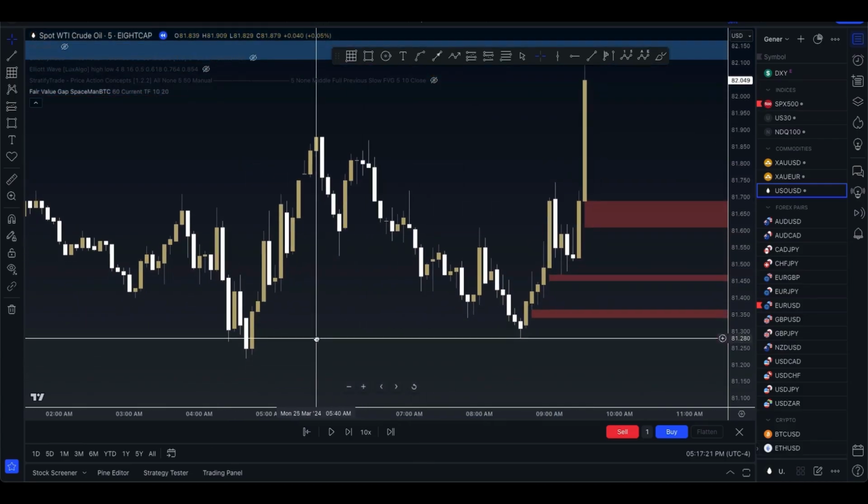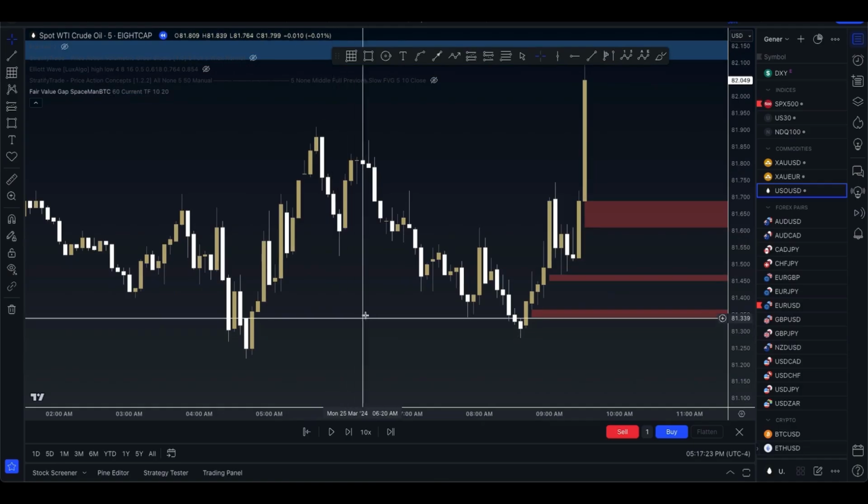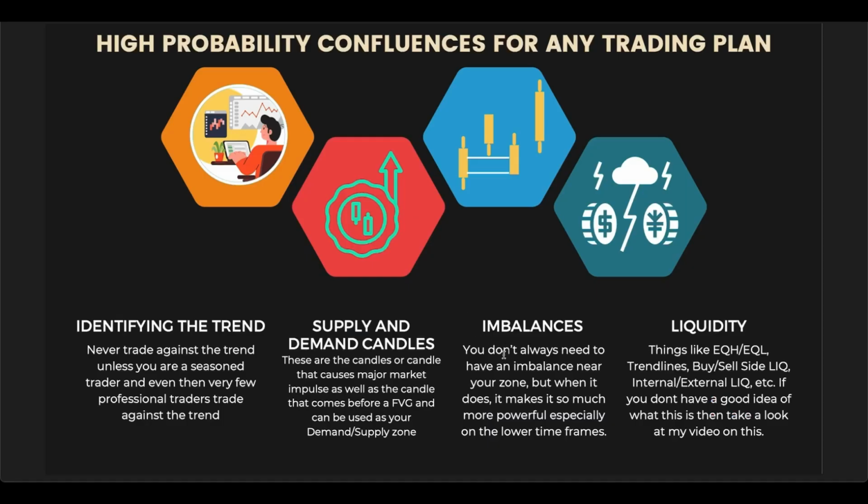Just a few little tips or tricks that I've learned along the way. Now we have imbalances. You don't always need to have an imbalance near your zone, but when it does, it makes it so much more powerful, especially on the lower time frames. All right, so I already touched upon this, so you should be good.